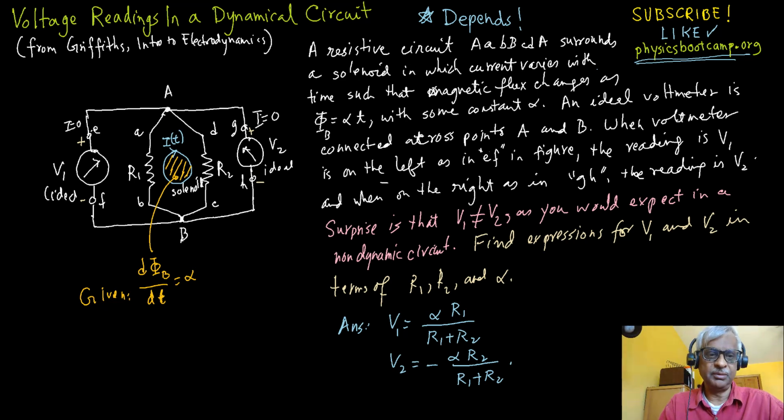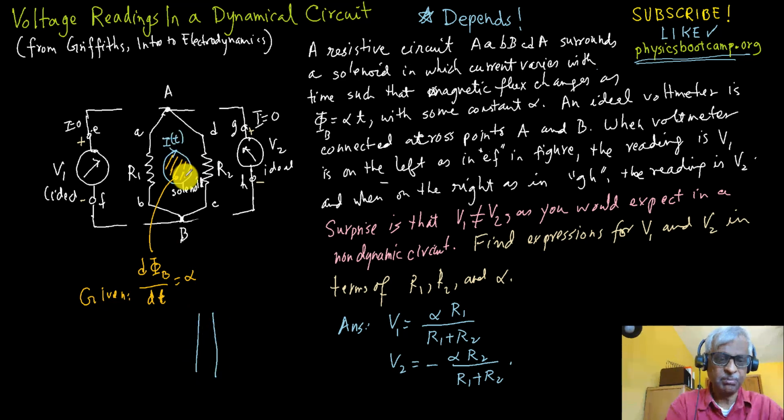So here is a simple statement: we have a circuit like this, and you can ignore these connections for the moment. The circuit is just this, and in the space inside the circuit you have a solenoid coming out. If you look at it in 3 dimensions, this middle part will look like a solenoid.